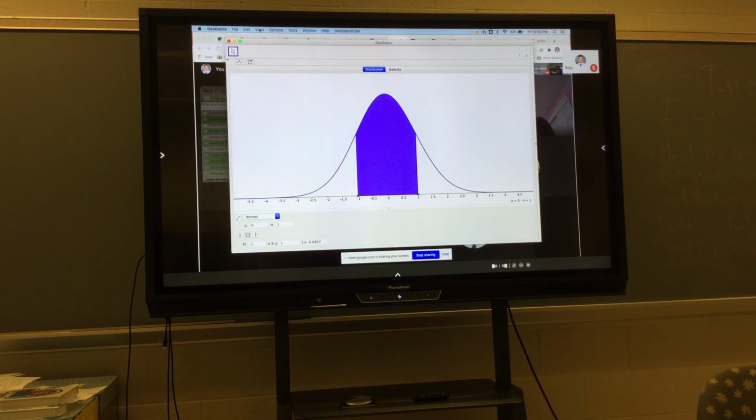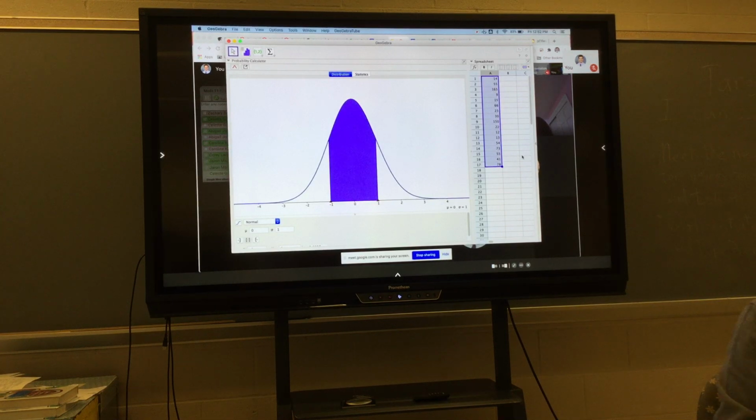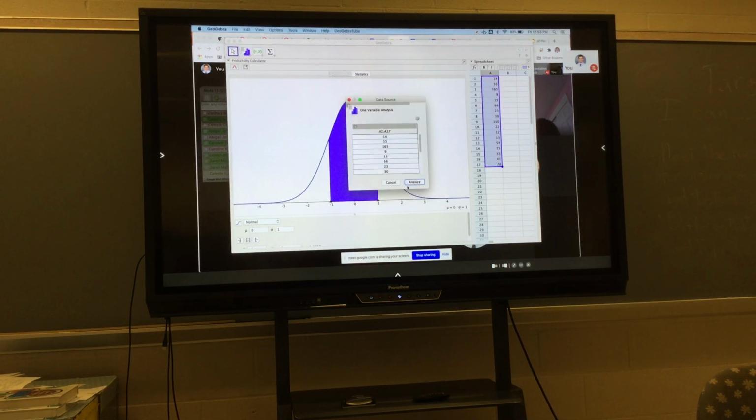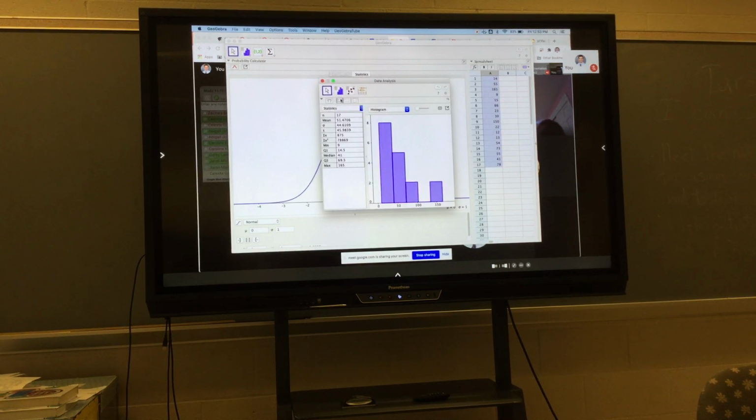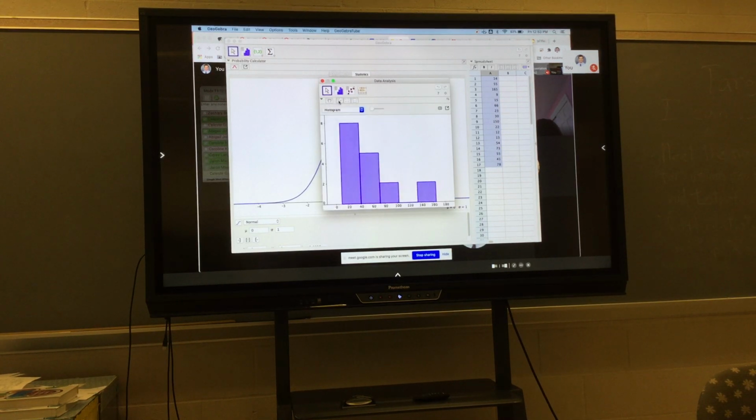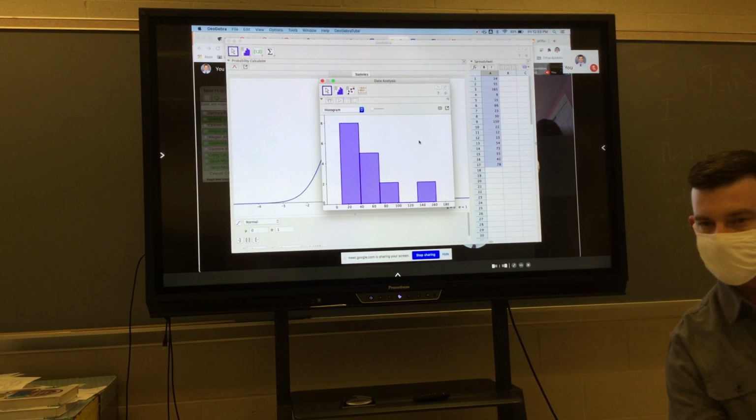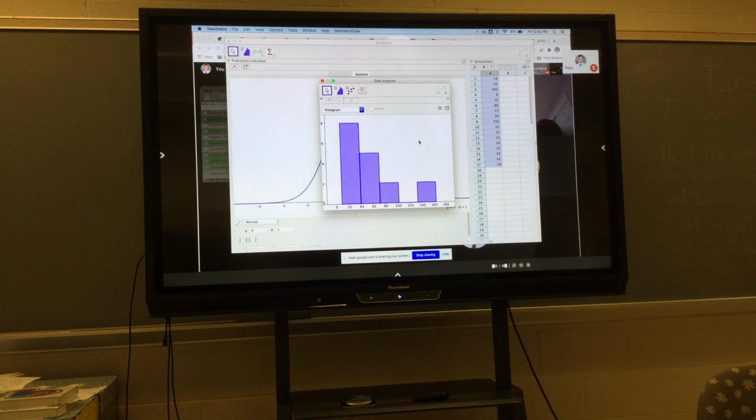And we just do that by, from the view menu, we see spreadsheet. And I've pasted our data in from a previous class. All you need to do is select it and go up to this thing that looks like a histogram, or one variable analysis. What that does is it gives us the histogram, okay, which we don't really need right now. We don't need to see the distribution of our data.